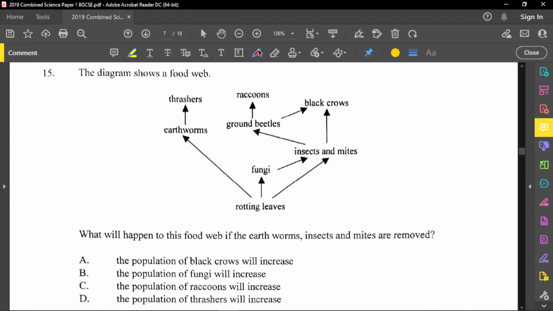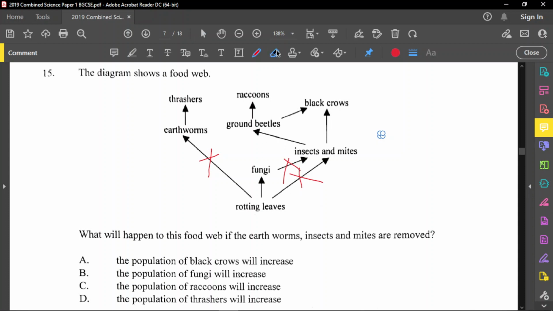So if you take them out, let's take them out. So let's say take these out. So if you take out the insect, that means that arrow is no longer existing. If you take out the mites, that means this arrow is no longer existing. If you take out the earthworm, this arrow is no longer existing. So in other words, nothing is eating life. Not say nothing because the fungi is still there. Only fungi is eating the rotten leaves, right? So there's no other thing feeding on the rotten leaves.